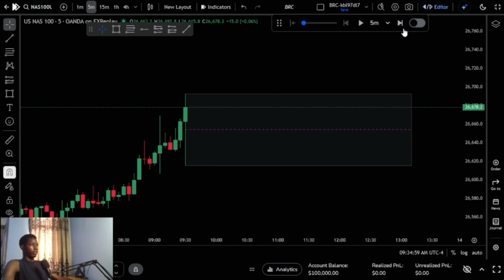I'm still on the 5-minute time frame. All I'm waiting for is a 5-minute break and a 5-minute retest. If we get way too close into this midpoint, then I have to wait for a new break. That's how the strategy works.